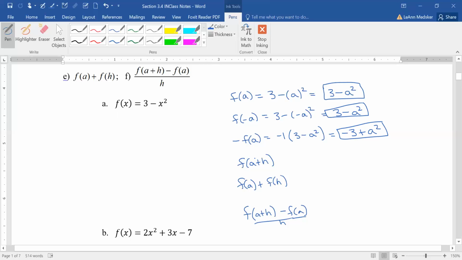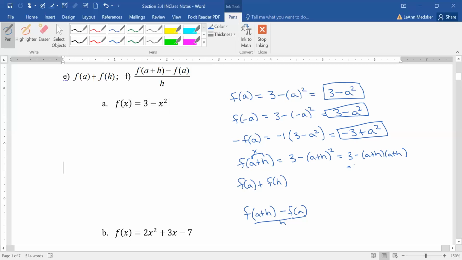For this one, this is a binomial. This binomial is going to replace the letter x. This is not f of a and then plus an h at the end. This is an entire binomial going in for your x term. So this will be 3 minus a plus h squared. So we're going to have to FOIL out that a plus h and then distribute that negative sign.